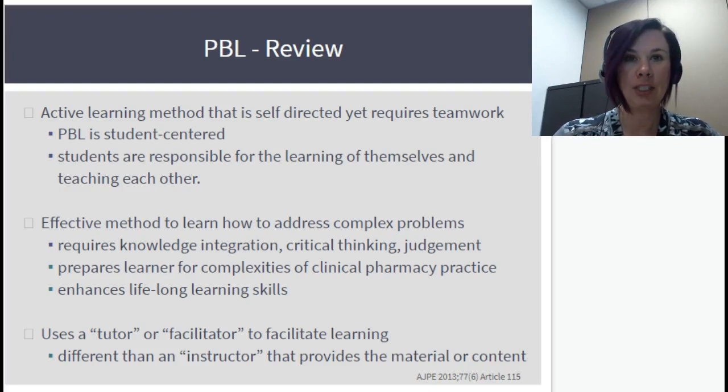Some of the key advantages of PBL is that it helps learners to learn how to address complex problems. It goes beyond just memorizing facts because it develops skills to figure out what needs to be learned. It requires integrating knowledge and application of critical thinking and clinical judgment, which are essential for the complexities of modern clinical practice and to enhance lifelong learning. Instead of a traditional teacher that delivers the required content, PBL uses a tutor to facilitate learning.